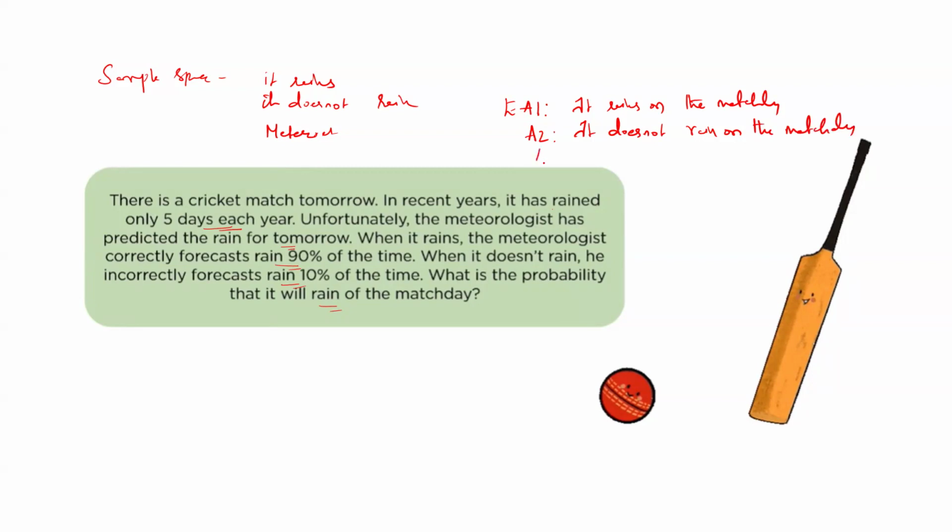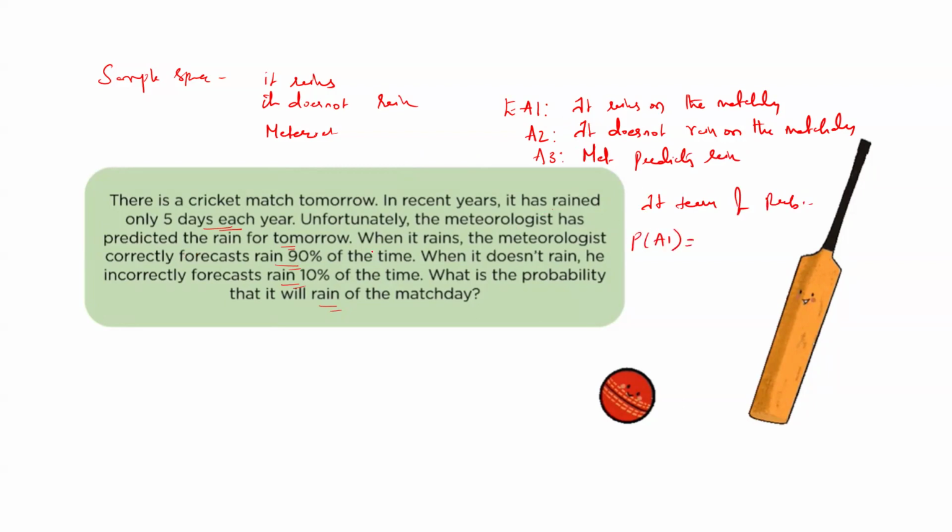Okay? And there is a third event, that is, the meteorologist predicts rain. Now we have to find out in terms of probability. So when you take in terms of probabilities, we have to find out this. So what is the probability of A1 here?